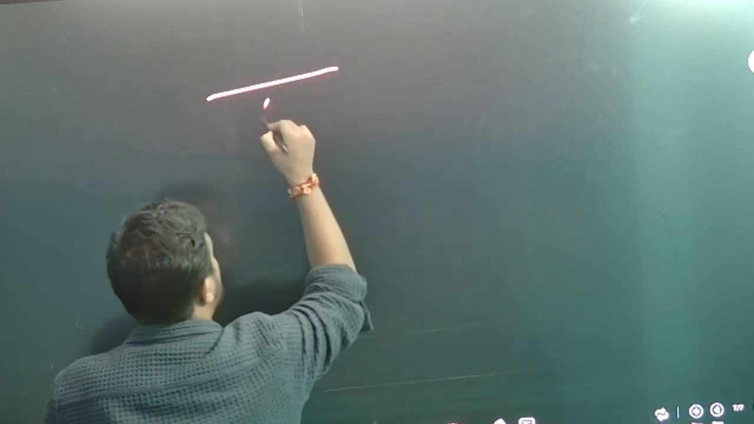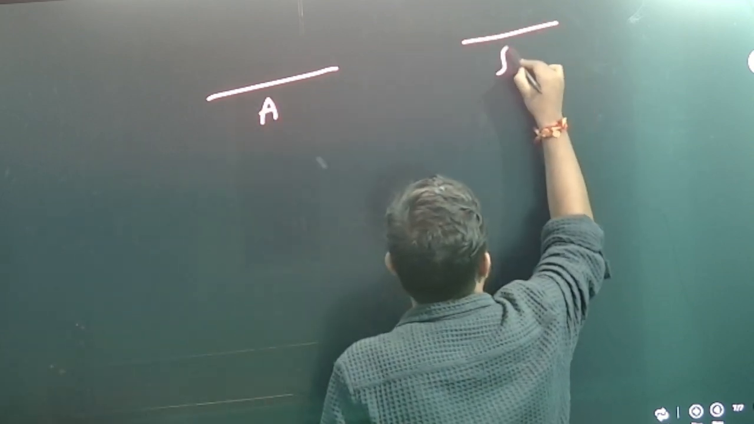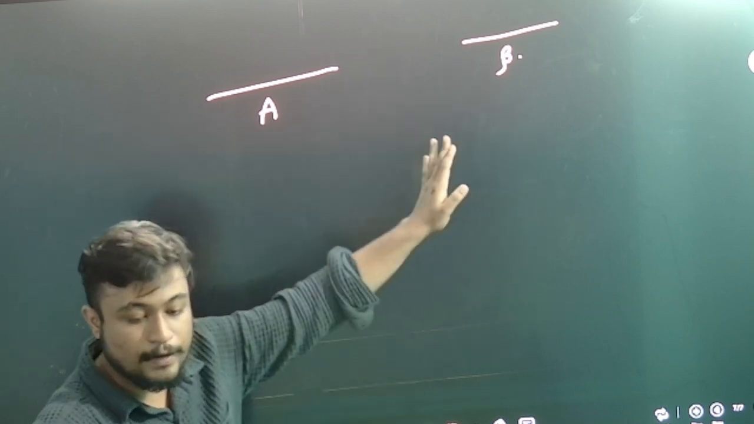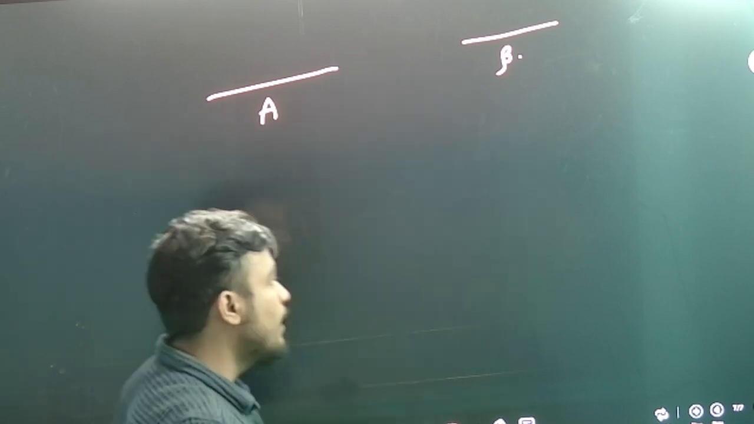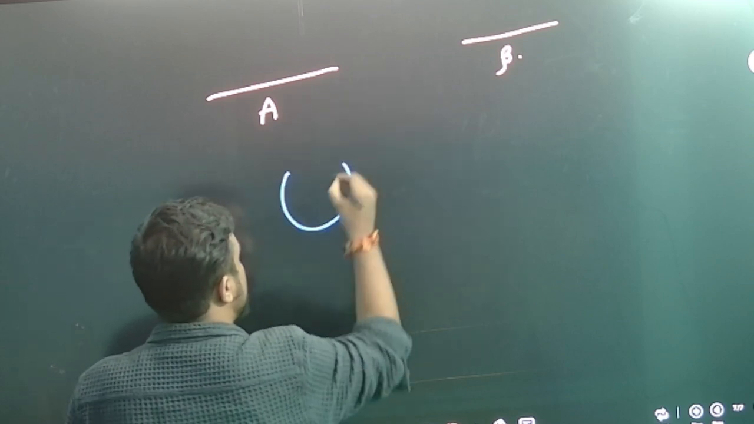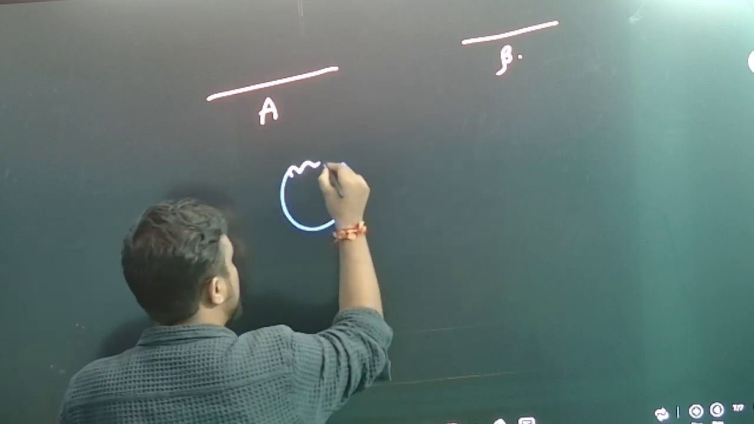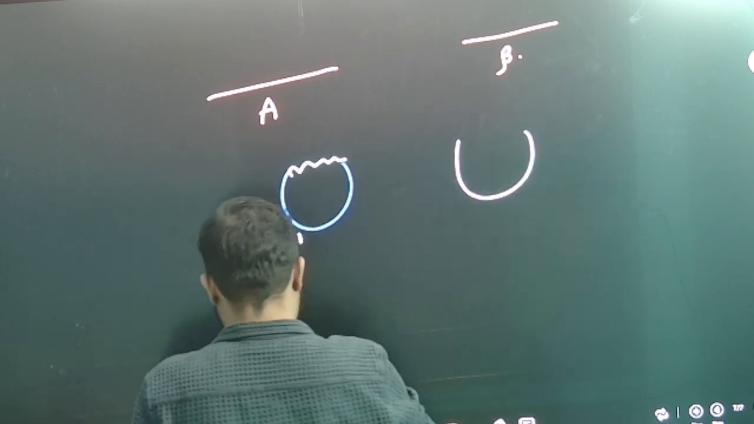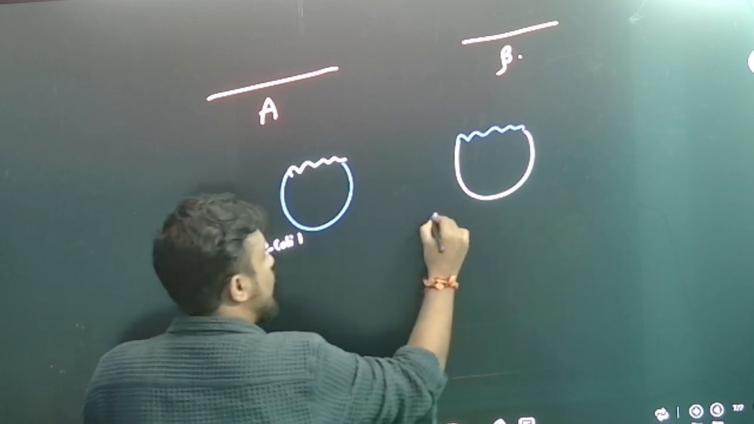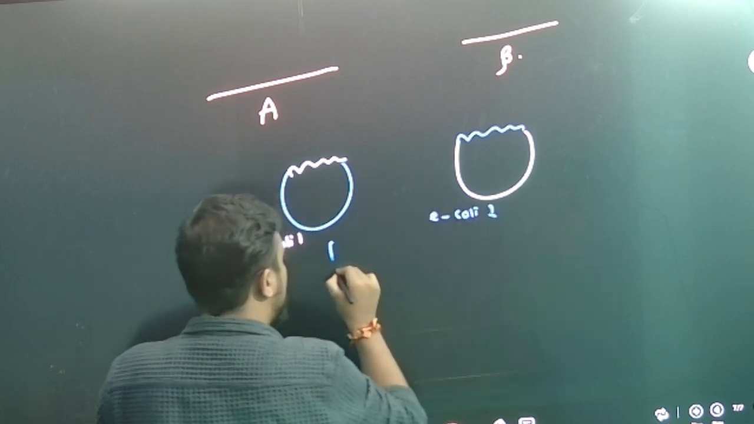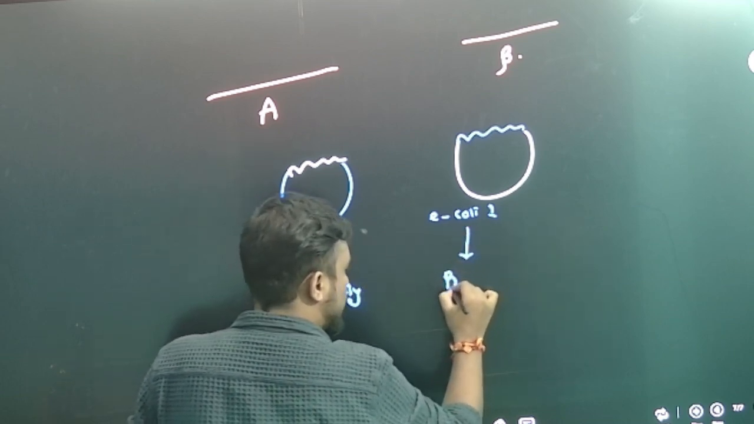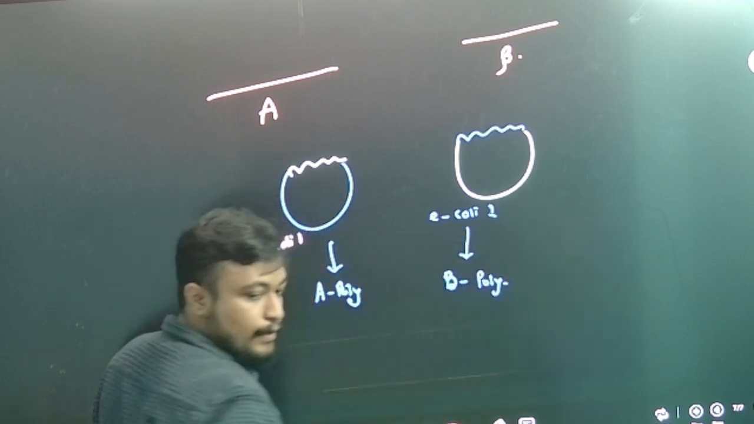What the scientists had done, scientists had collected the gene of A polypeptide and also collected the gene of B polypeptide. And what they did, they inserted that gene into the body of E. coli. Suppose this is E. coli 1 and suppose this is E. coli 2. Now E. coli 1 produces A polypeptide, yes or no, and E. coli 2 produces B polypeptide, yes or no.